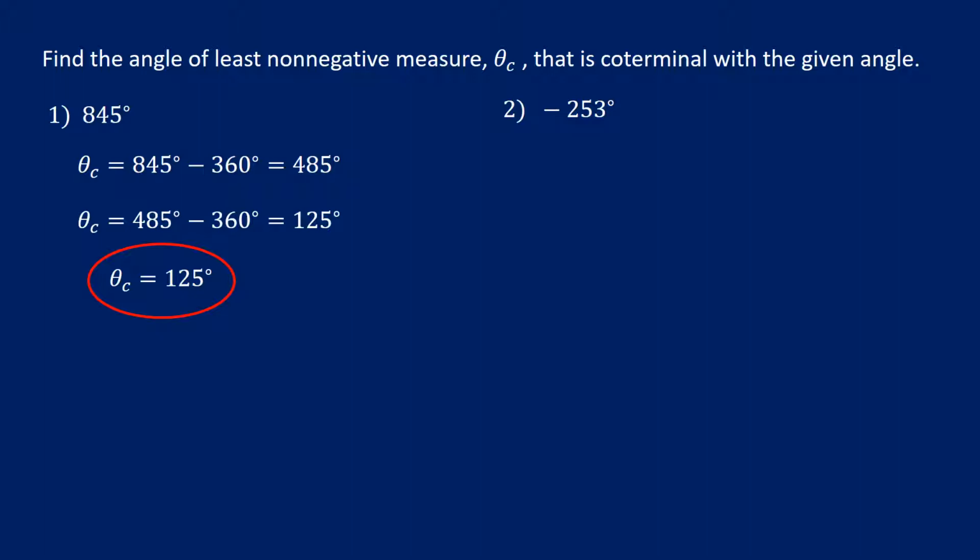Consider the angle negative 253 degrees. Because it is negative, we're going to add 360 to get 107. Now, this is the angle of least non-negative measure. If we were to continue adding 360, we would find bigger and bigger coterminal angles, but 107 is the angle that we're looking for.